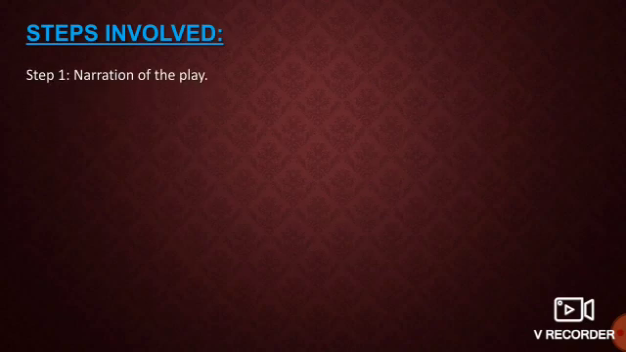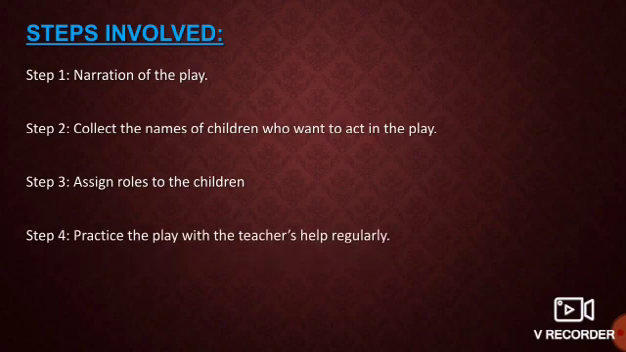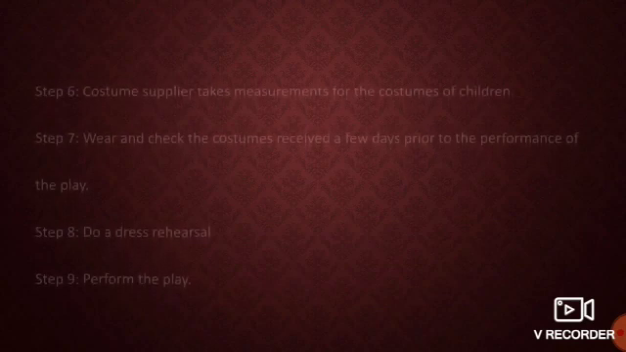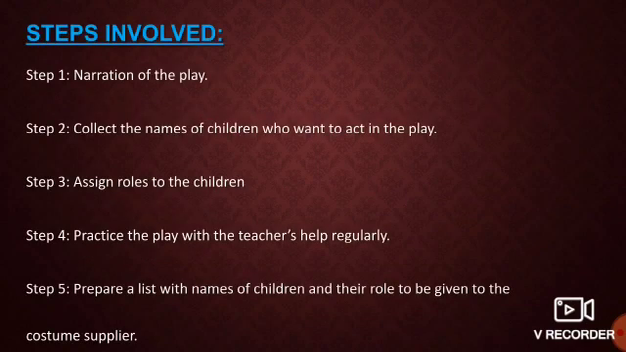Let us see now. First your Maji will say the story. Next she will collect the names of those who are going to participate. Next she will assign the roles, and she will help you to practice regularly. She will prepare a list of names and their roles for the costume supplier, and the costume supplier takes the measurements. You will wear and check the costume a few days before the play, and rehearse. Finally you perform the play before the audience. These are the proper steps.